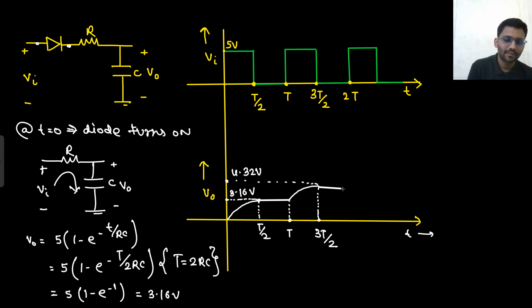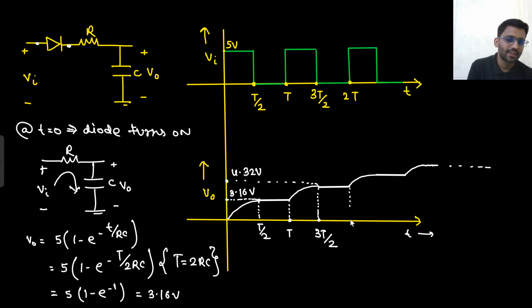Again constant, then rising, then again constant, then again rising, and at some time it will reach till 5 volt and will remain there. Although it will reach 5 volt only at infinity because it can't charge fully to 5 volt, but nearly 5 volt it will reach. So that way the waveform will keep on going. Are you getting this point?